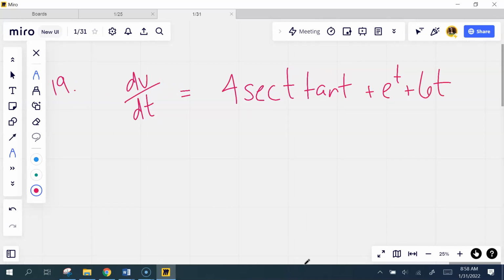This is an initial value problem. Equals 5. Equals 0. Solve the initial value problem explicitly. Sounds kind of bad, doesn't it? That's a 5, yeah. See what you get.